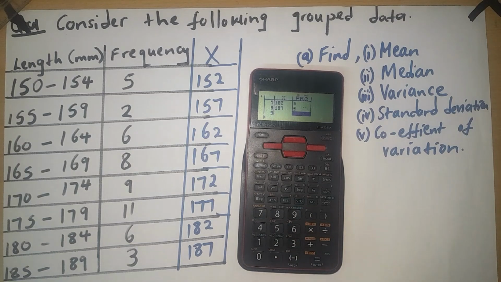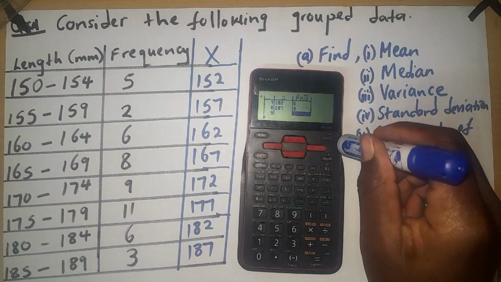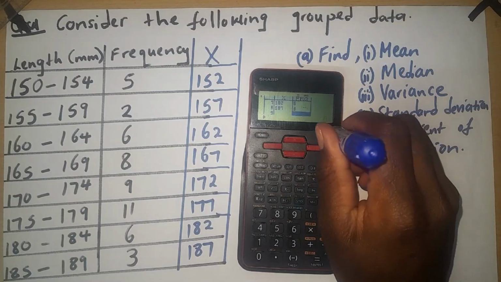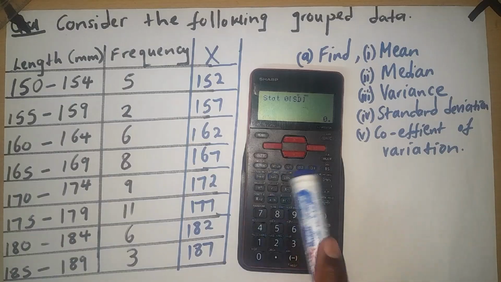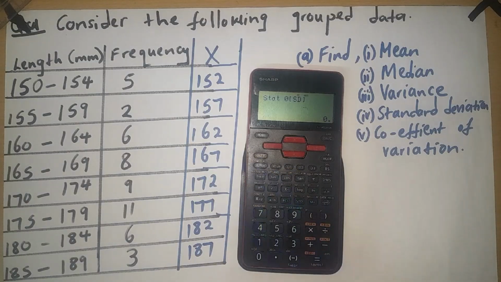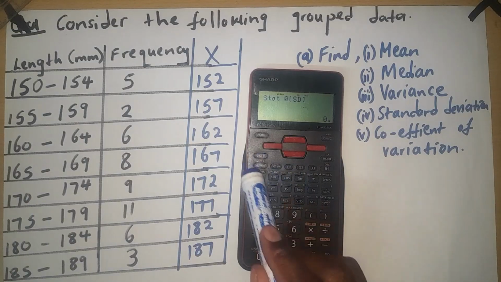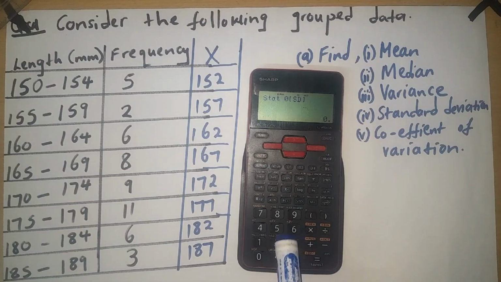After feeding our data like this, you press the on button. Then on this side, you press the alpha button. After pressing alpha, you come to number 8 where it is written STAT. The calculator shows that if you press 0, it's going to show us the statistical values, which are the ones we want. So now we are being shown the statistical values.